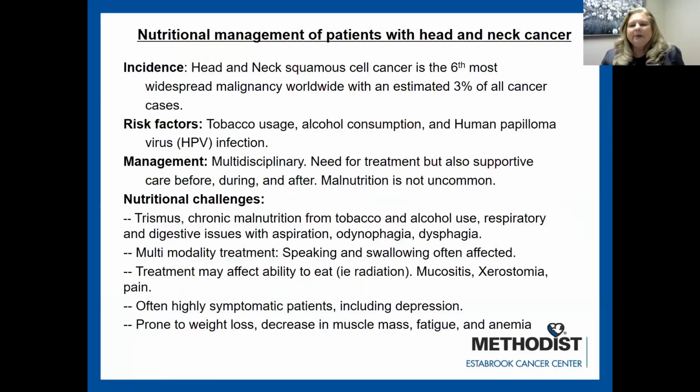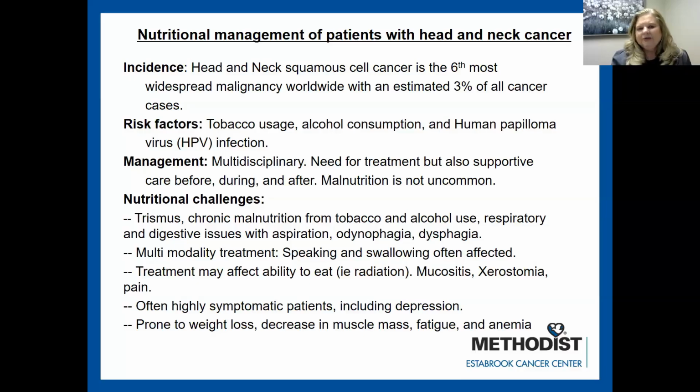We take head and neck cancer patients as an example. I think this is a great option to look at when we look at nutrition, because so many things with head and neck cancers affect the ability to eat and drink. Head and neck cancer is the sixth most widespread malignancy in the world. The people that have it go through often very daunting treatment to get a chance of cure. The risk factors for head and neck cancer: tobacco use, alcohol use, HPV infections are the primary ones. Of course, there's those that are sporadic without any cause, but those are the most common ones.